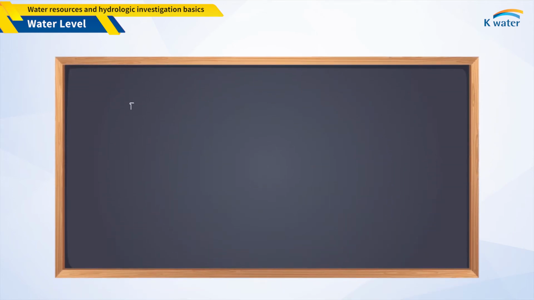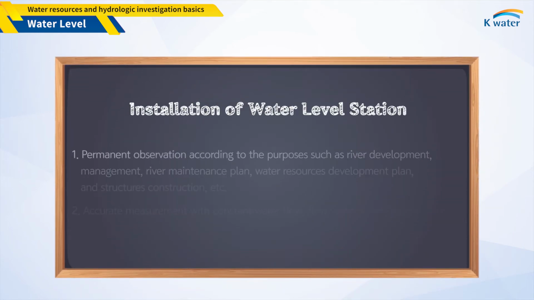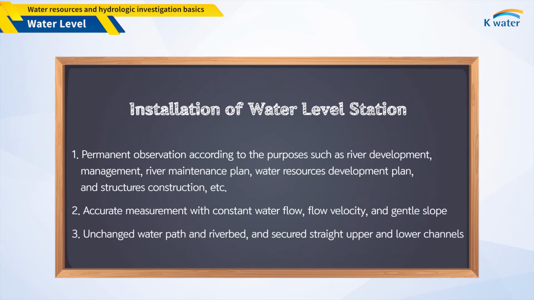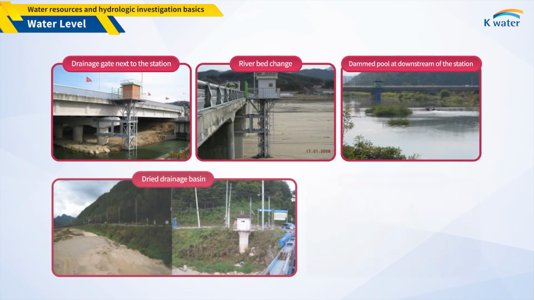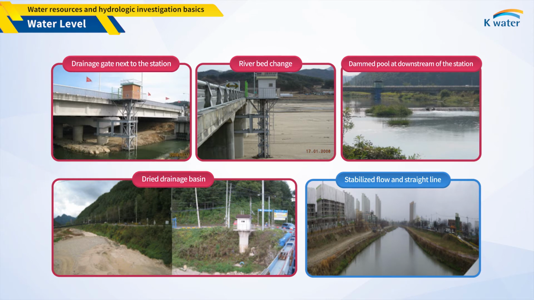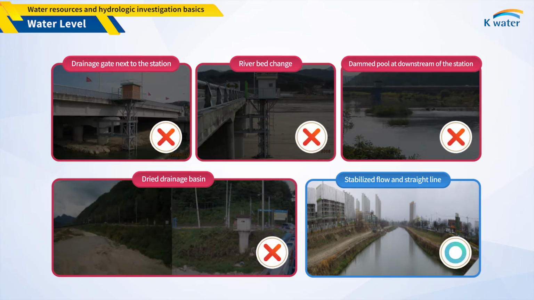When establishing a water level observatory station, many factors should be considered, such as timing at which permanent observation is required according to the purposes such as river development, management, river maintenance plan, water resources development plan, and structures construction, etc. Accurate measurement with constant water flow, flow velocity, and gentle slope, unchanged water path and riverbed, and straight upper and lower channels. Based on the above conditions, the fifth area with a stable flow and straight channel is the most suitable for installing a water level measurement station.